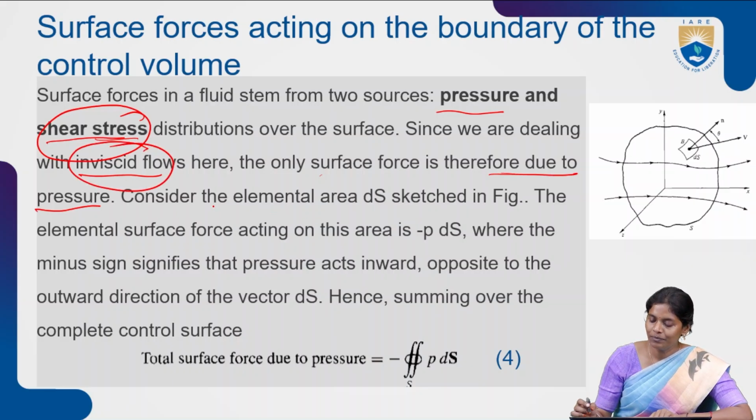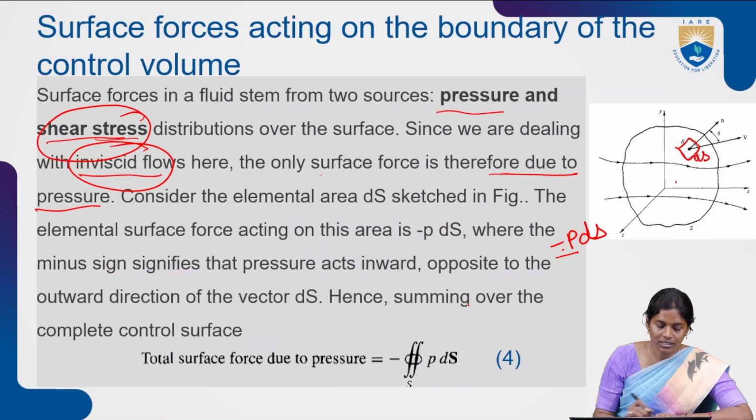Now we consider a control volume, and inside it an elemental area dS. The elemental surface force acting on the surface area is given as minus P dS. The negative sign comes because the pressure acts on the body inward, opposite to the outward direction of the area vector. The pressure is acting inward, and that's why the negative sign has come.